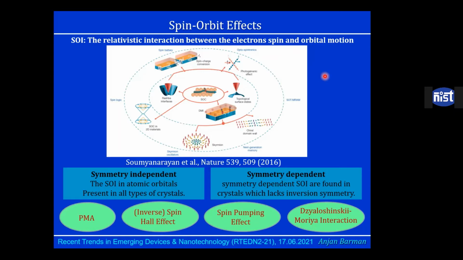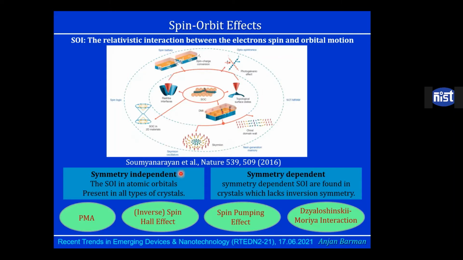As we all know, spin orbit interaction is a relativistic interaction between electron spin and orbital motion. The question is, how does it affect the spintronics property? This paper in 2016 is a nice review paper, which shows various aspects of spin orbit effects in spintronics. At the center is spin orbit coupling, and then you have the Rashba interface, Dzyaloshinskii-Moriya interaction, topological surface states, and then you can go to spin battery, spin logic, skyrmions, new generation memory, SOT-MRAM, and so on. It all revolves around the spin orbit coupling.